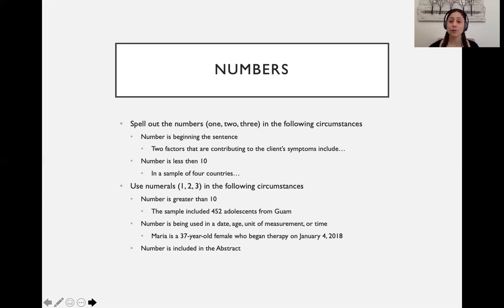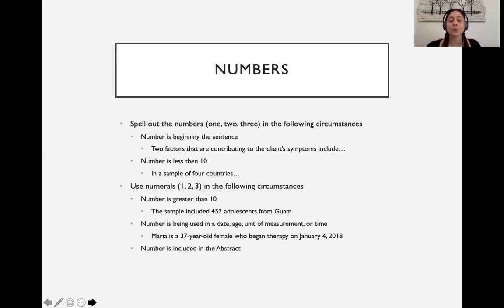You want to use numerals, 1, 2, 3, if the number is greater than 10. So for example, I have 452 adolescents, you wouldn't write out the words for 452 because it's greater than 10. Also, use numerals if the number is being used in a date, age, or unit of measurement or time. So when you're saying ages of your clients, like a 37-year-old female, you use the actual numerals. And if you're giving a date, you use the numerals.